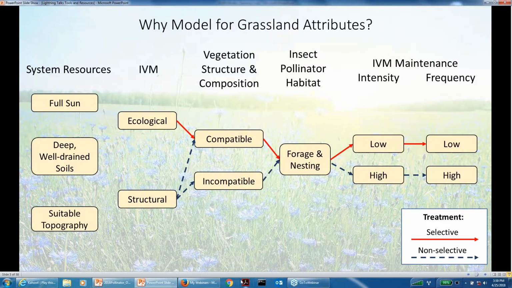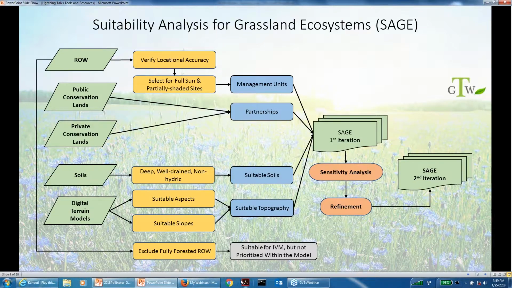So here's the conceptual framework for SAGE, the Suitability Analysis for Grassland Ecosystems. And I'm not going to overwhelm you with the procedural framework. This is a simplification. This is just a concept. On the left-hand side, and we're going to read this from left to right, I started with the rights-of-way. These are the O&M acreages. A verified locational accuracy, I found, can be quite a challenge. Some of us know where our lines are. Some of us might have a general idea of where our lines are. There you want to select for full sun and partially shaded sites. That gets back to competitive habitats, and that gives us our management units.